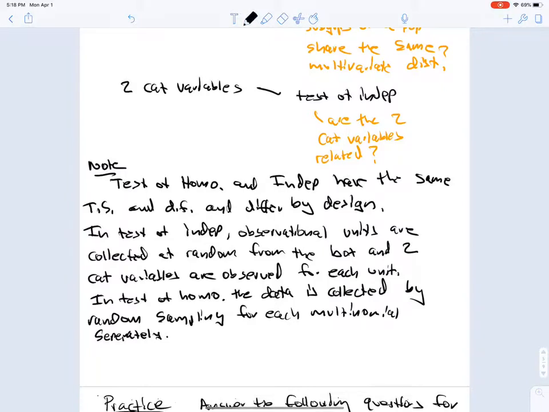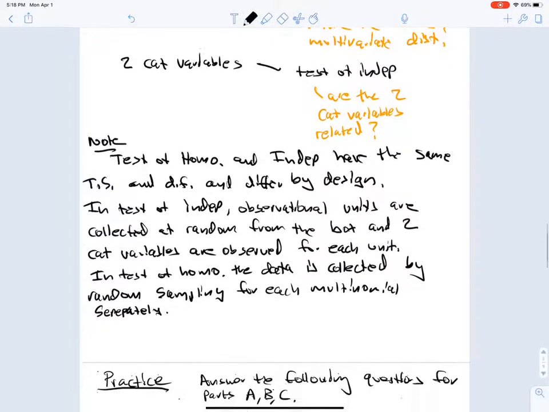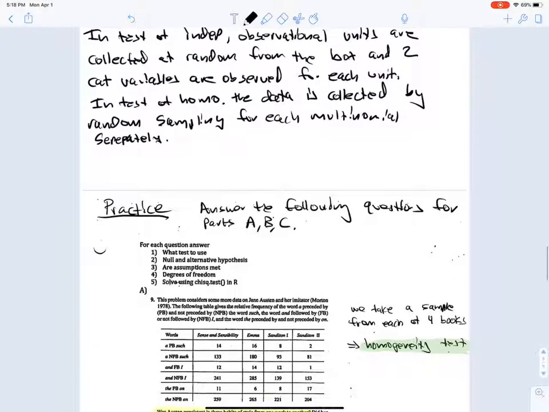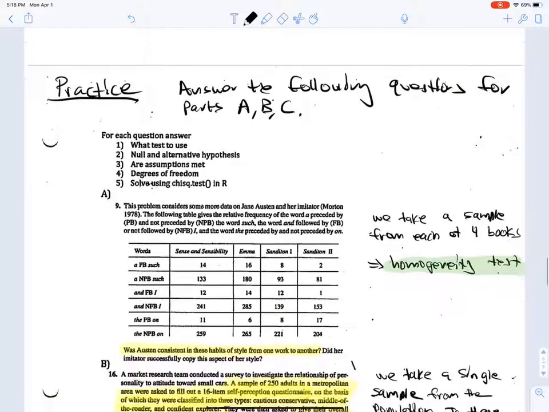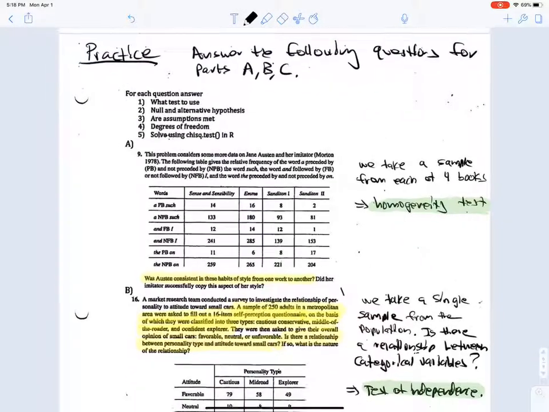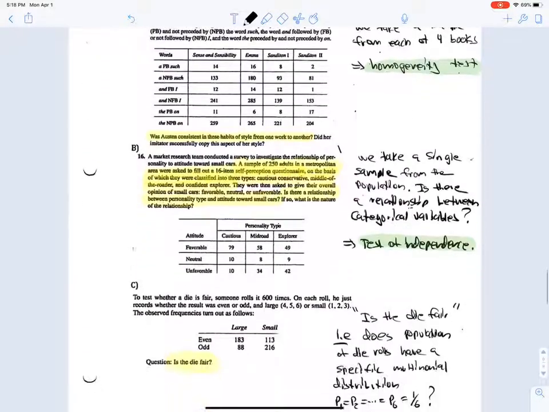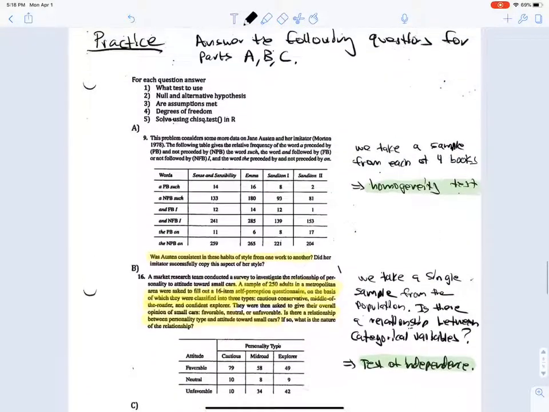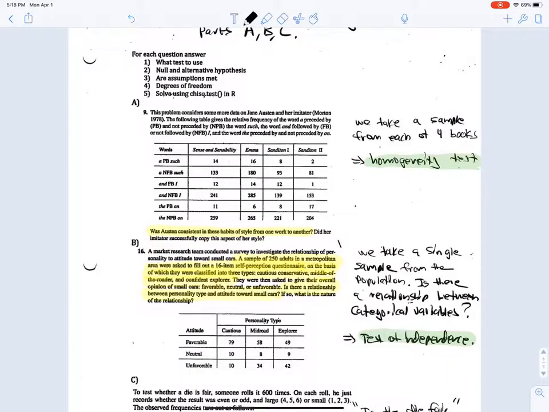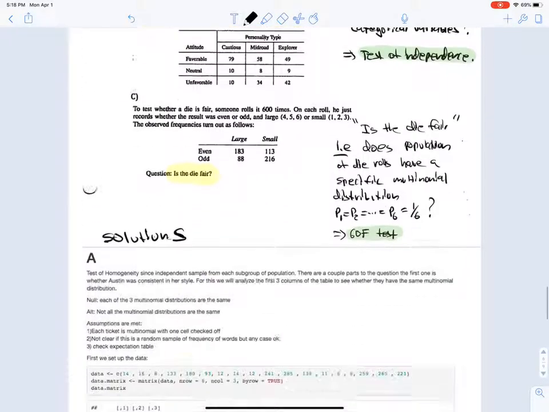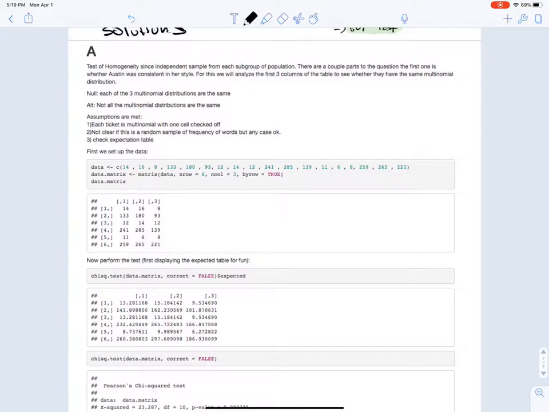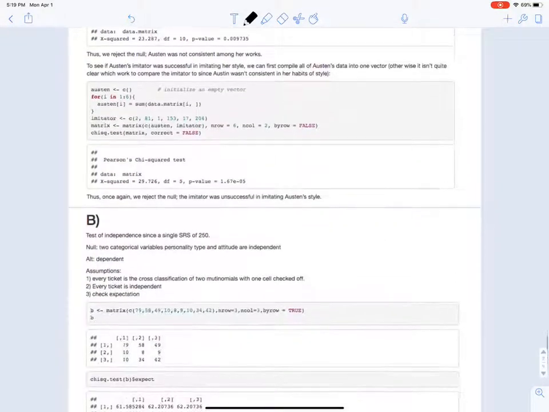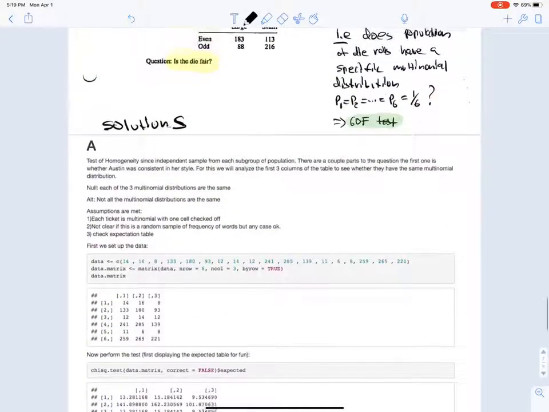And now I gave you some practice where I asked you to determine which test applies to which scenario here. And so I think you should take some time and read this through carefully. I've actually written out all those solutions for you, and I've uploaded that to bCourses. So I will let you take your time and read through this, and I'll see you next time.